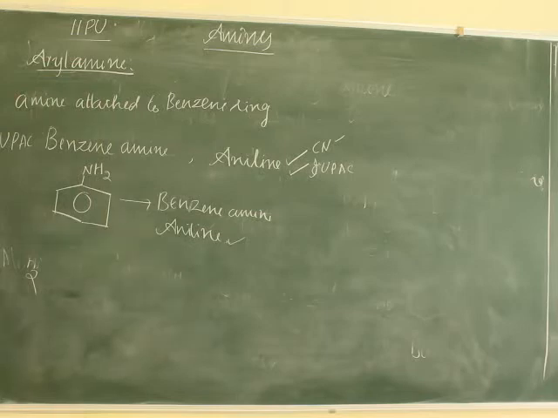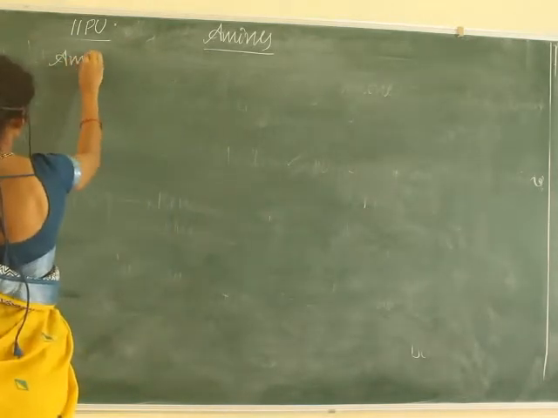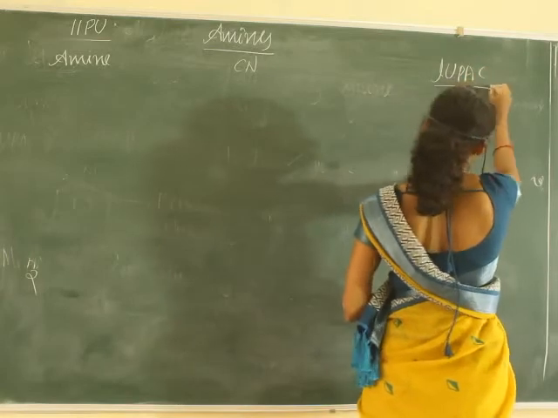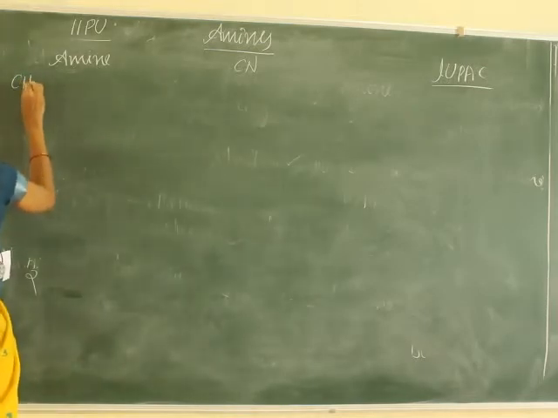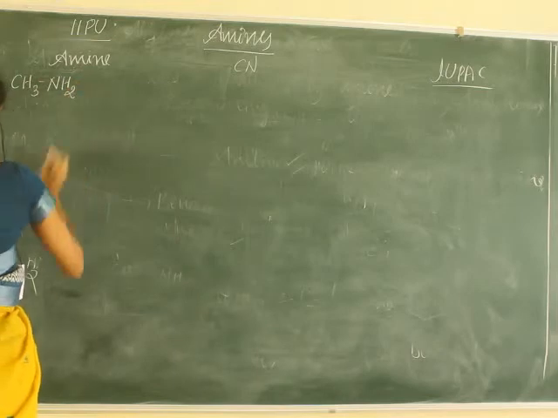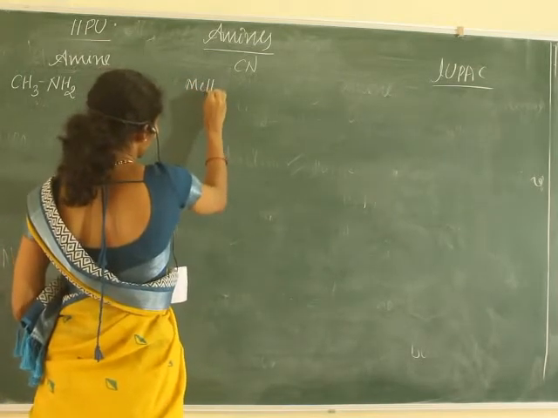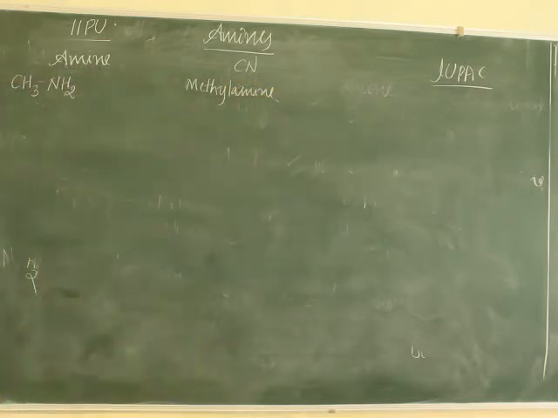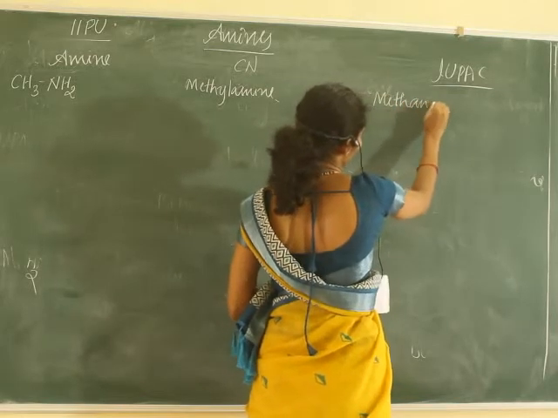Next, 3 columns: amine, common name, IUPAC name. We'll start with the simplest amine, CH3NH2, and the common name of this compound is methyl amine, and the IUPAC name is methenamine.